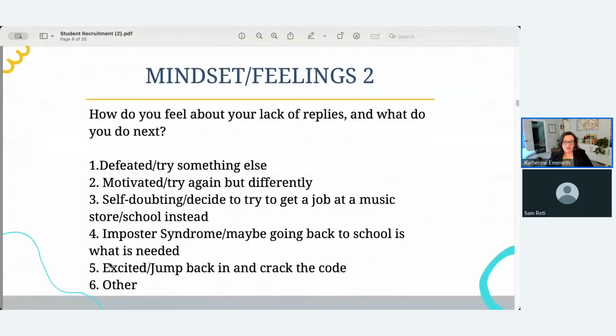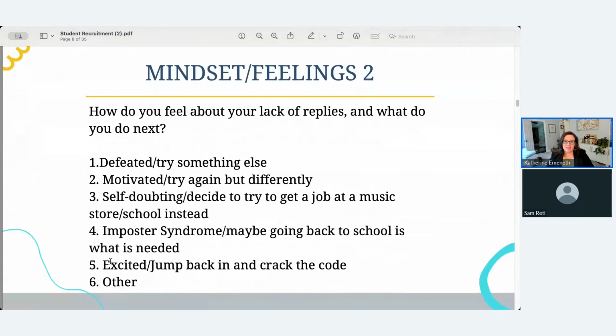So, how do you feel about those lack of replies, and what do you do next? Here are a few examples. Do you feel defeated and try something else? Do you feel motivated and try again but differently? Do you doubt yourself and decide to try to get a job at a music store or school instead? Imposter syndrome, maybe going back to school is what is needed? Or excited, jump back in and crack the code? Or other. So, type in the Q&A which thing you would do.